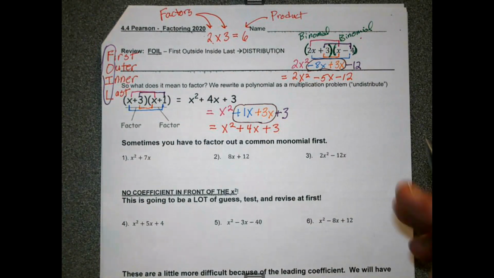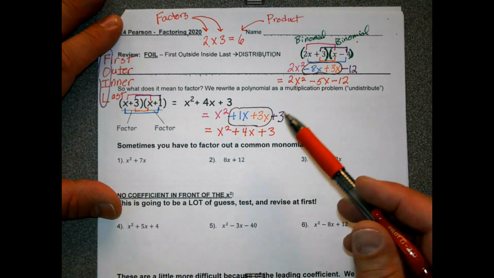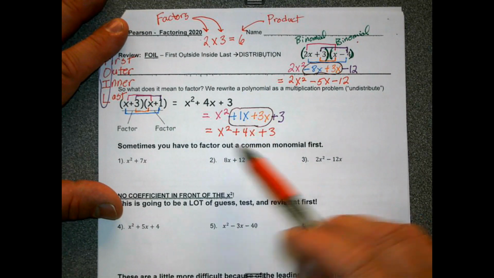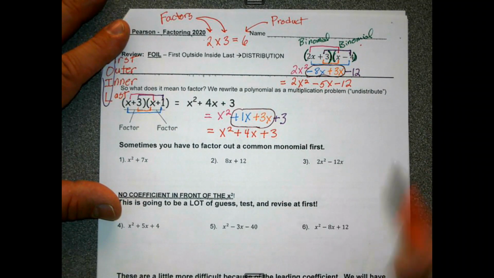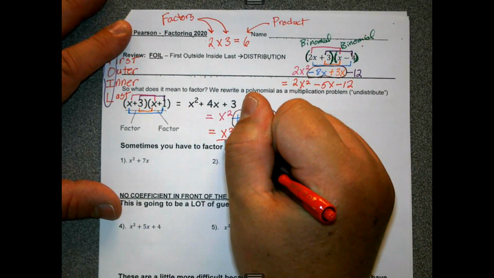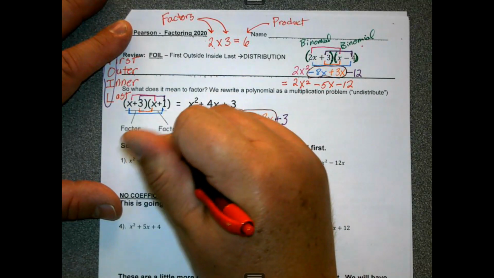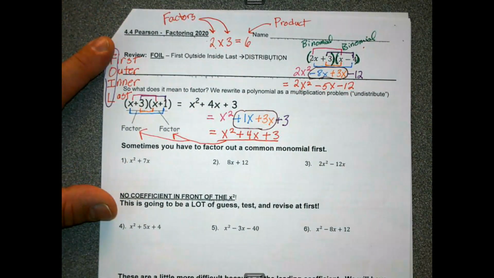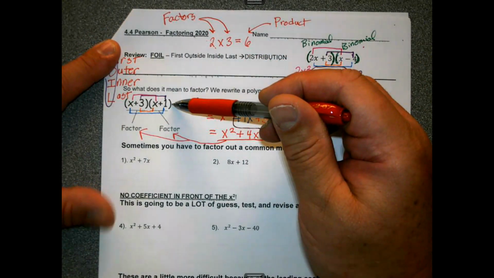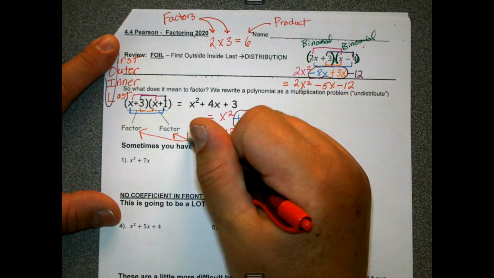Now, what's really important in algebra is actually taking our product and getting the factors. So we're going to take our product here and we're going to come up with the factors. Now, this is going to be harder because to get the product, we multiplied. To get the factors, we have to undo multiplication, or we're going to end up dividing.